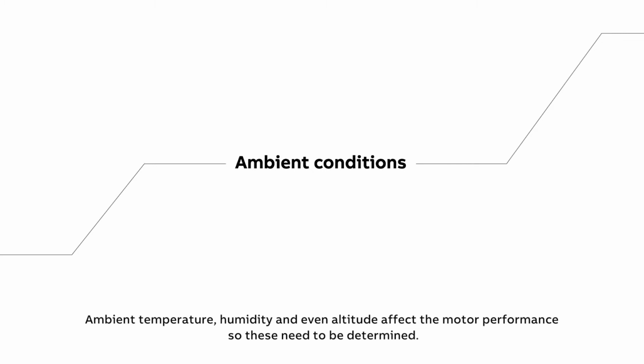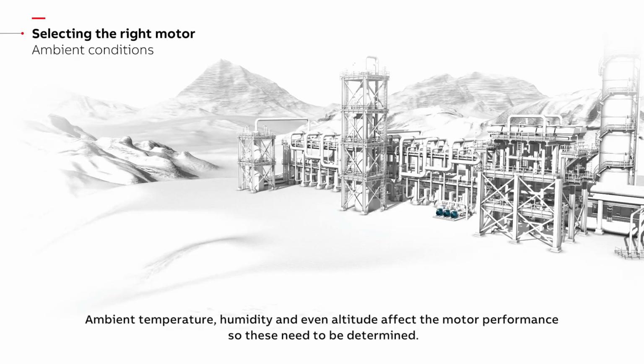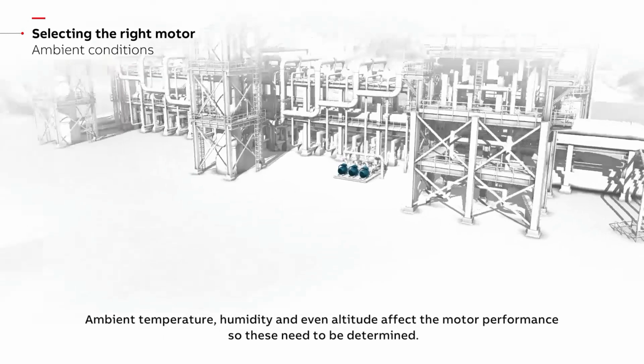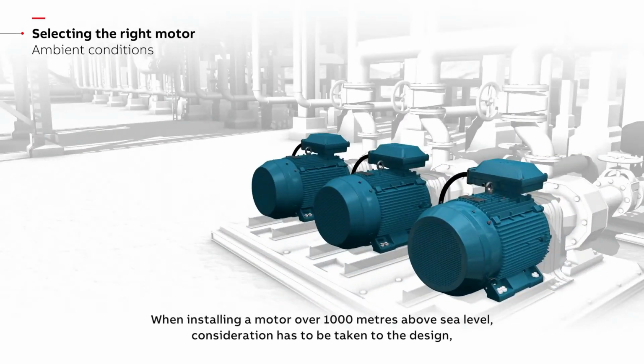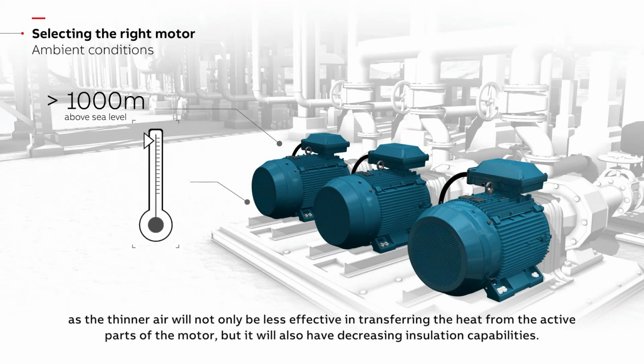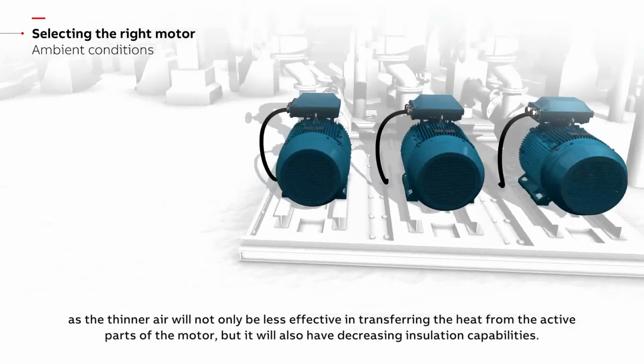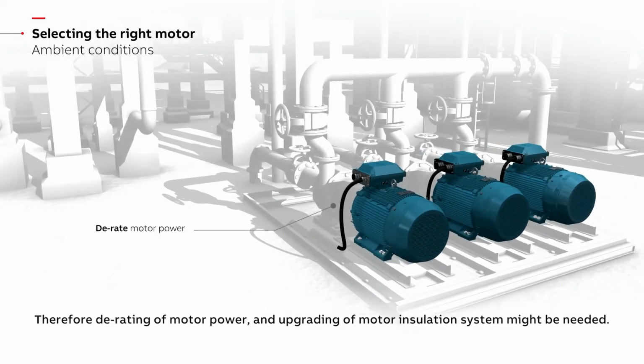Ambient temperature, humidity, and even altitude affect the motor performance, so these need to be determined. When installing a motor over 1,000 meters above sea level, consideration has to be taken to the design, as the thinner air will not only be less effective in transferring the heat from the active parts of the motor, but it will also have decreasing insulation capabilities. Therefore, derating of motor power and upgrading of motor insulation system might be needed.